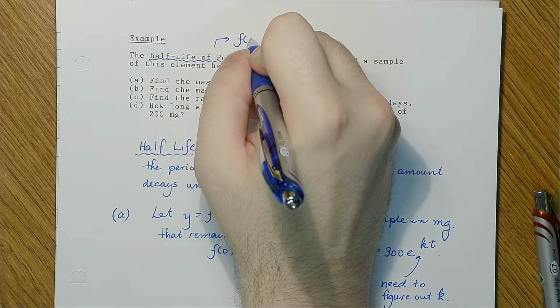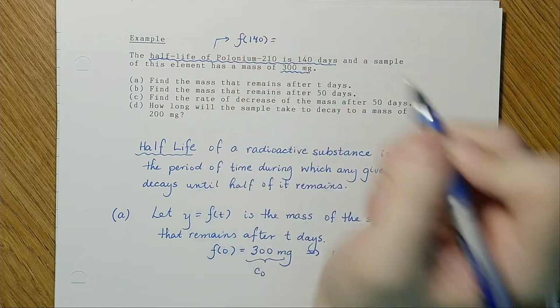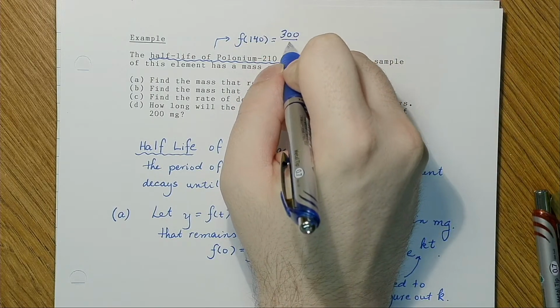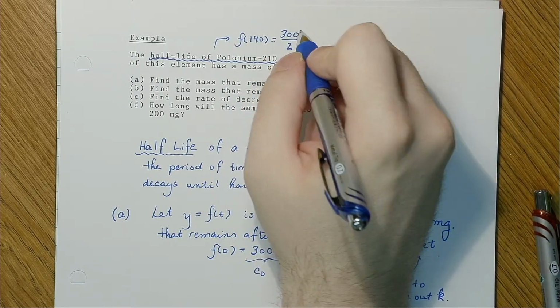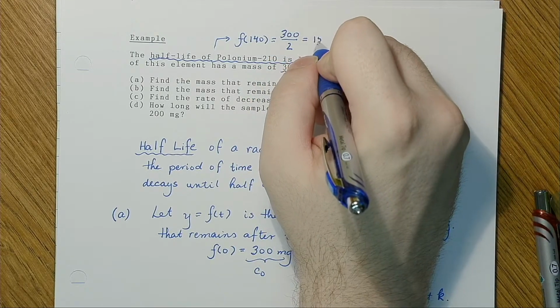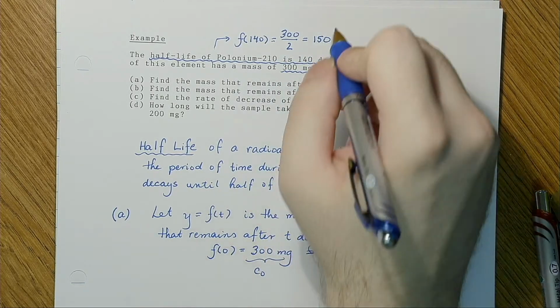So f at 140 days is 300 divided by 2. 30 divided by 2 is 15. So I tack on the extra 0, so that's 150 milligrams is left.